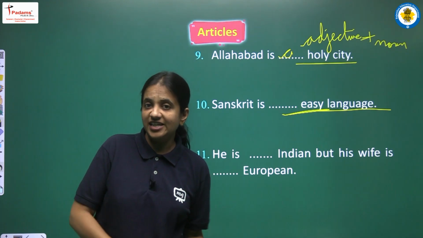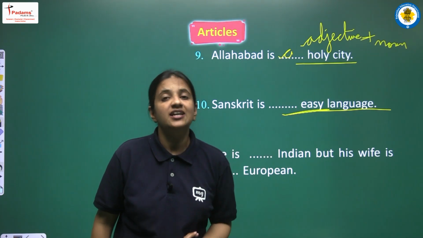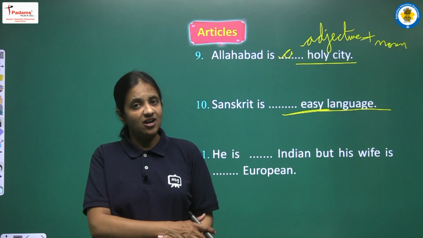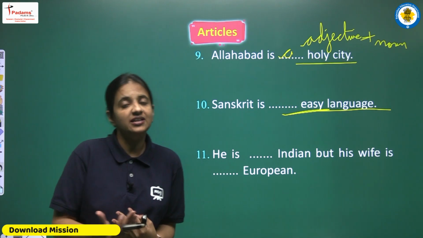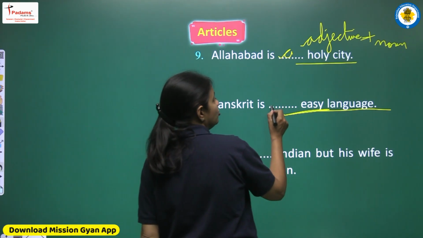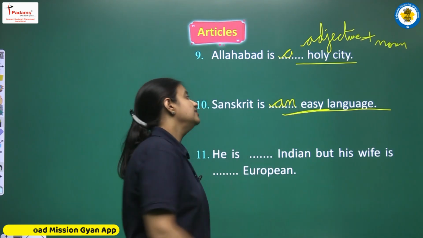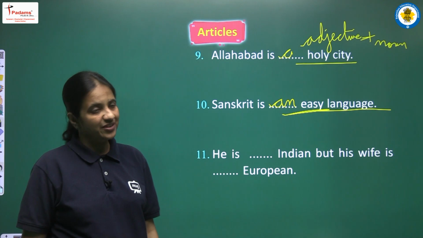According to the pronunciation, according to the starting sound. So here we are having easy. So what is the starting sound? Starting sound we are having vowel sound. Why? Because easy, E we are having as a sound, and that is a vowel sound, and for that we have to use an as an article. So it will be Sanskrit is an easy language.